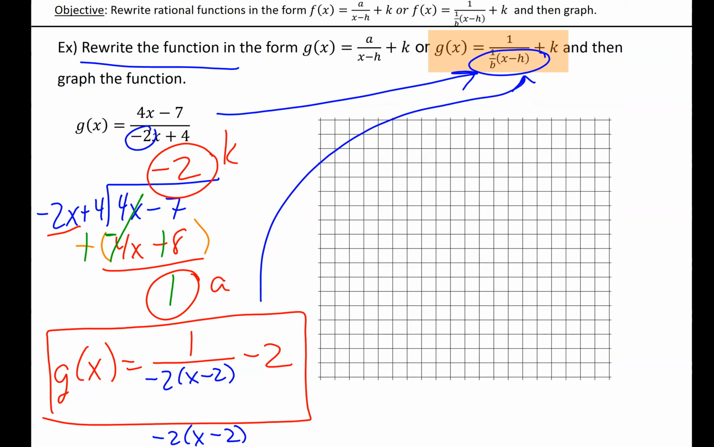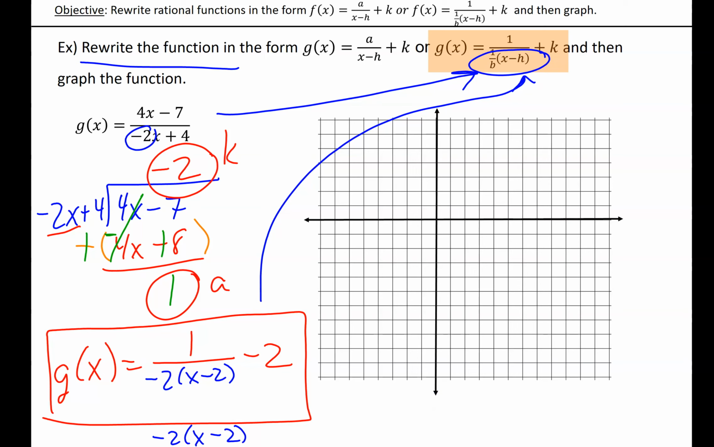All right, so now I'm going to graph this using the method of transformations. So I'm looking at k of -2 going down 2. So maybe I want to move my x-axis up a little bit, but probably not necessary. And I've got an h value of +2, which is going to take me to the right 2. So I might move that a little bit to the left, but again, not necessary.